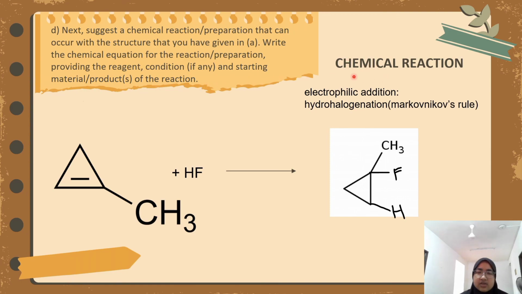So for the chemical reaction, we choose electrophilic addition, hydrohalogenation, Markovnikov rule. So this is 1-methylcyclopropene reacting with hydrogen chloride. So the products, okay, this is the product. The double bond will be broken, and the hydrogen will attach to the other carbon, and the chloride will attach to the same carbon with the methyl.